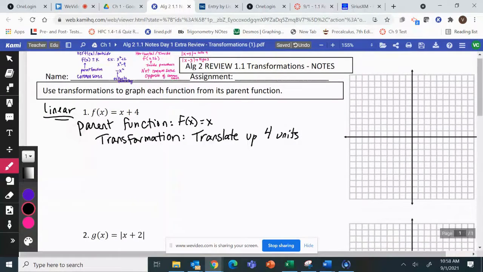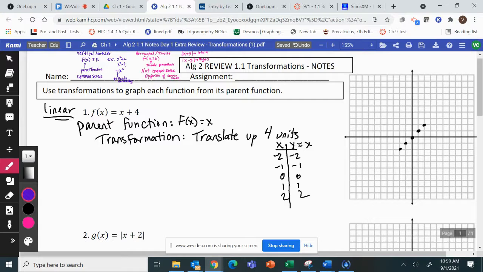Okay, so to do this, we need to know our parent function points, which are really easy. So x's: -2, -1, 0, 1, 2. Y's, well, the y's equal x, so -2, -1, 0, 1, 2. My parent function points for linear just go straight up the middle diagonally: 1, 1, 2, 2, 0, 0. Those are my parent function points.